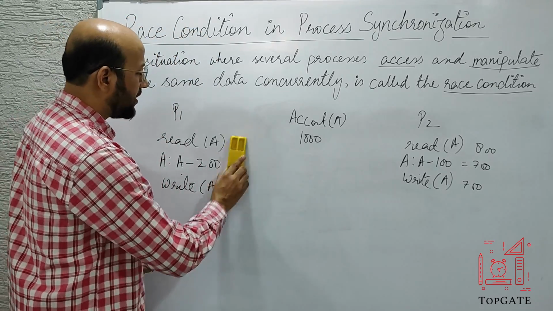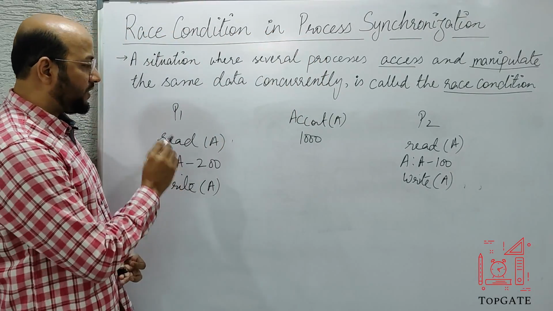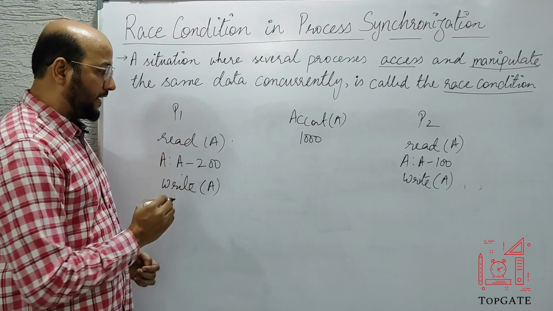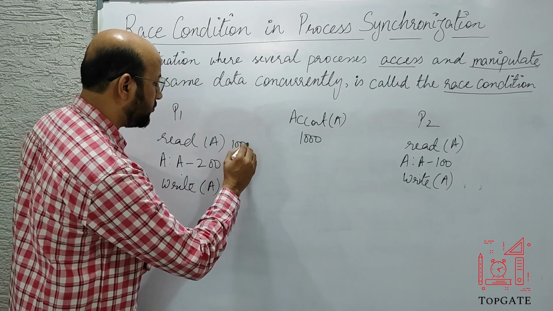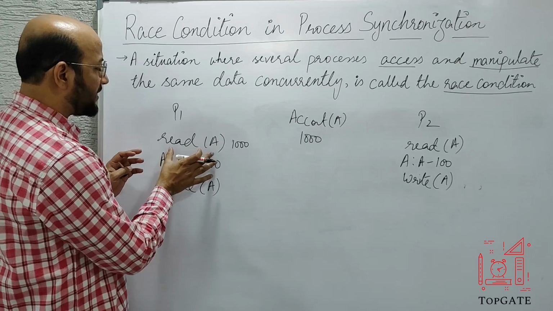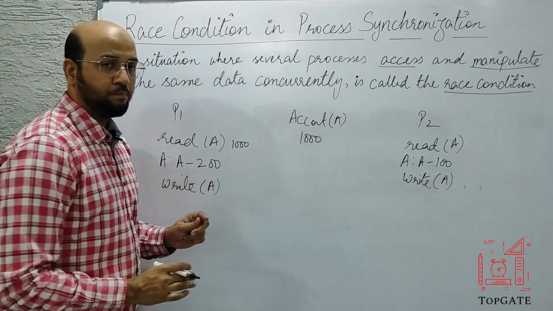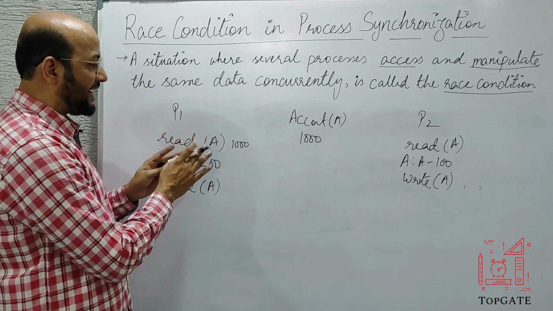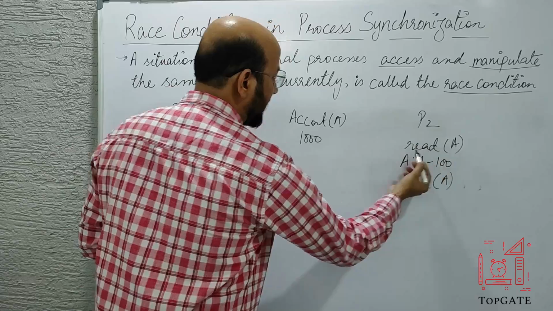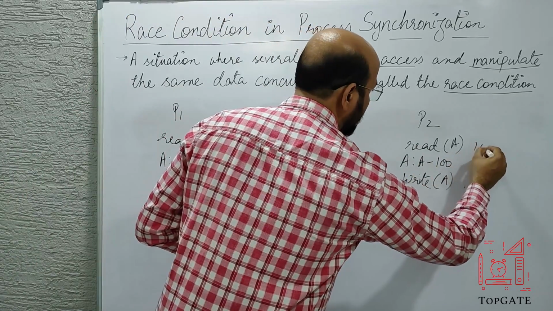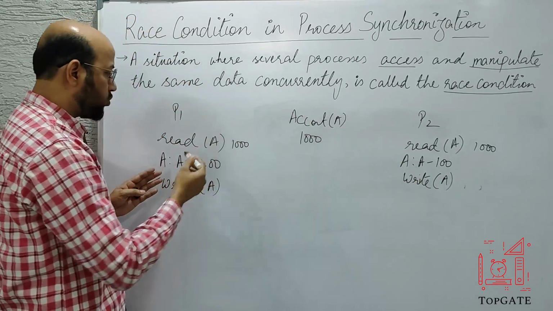Suppose we have this P1. So P1 comes first and P1 executes read A. So what value of A is read here? It will be 1000. Clear? Now after executing this instruction, CPU switches and it goes to the P2 process. Now P1's state is saved in its PCB, and now we are on to the P2. At P2 it will again read 1000. So 1000 is read here also. Clear? Now again it switches and it comes to P1.